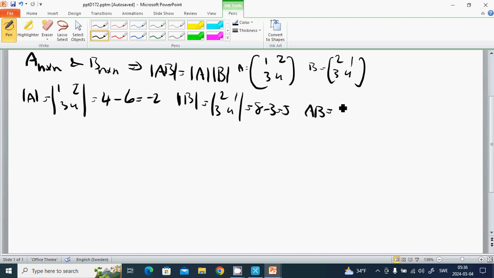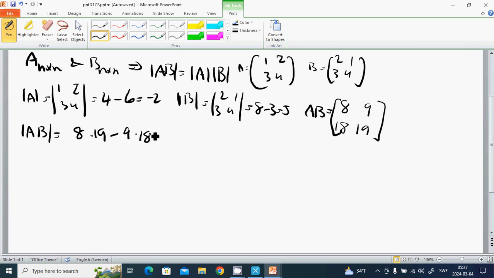AB is this multiplied by this. It is 2 plus 6 is 8, 1 plus 8 is 9, 6 plus 12 is 18, 3 plus 16 is 19. Then det AB equals 8 multiplied by 19 minus 9 multiplied by 18, which equals minus 10, and it equals this, which is minus 10 as well.